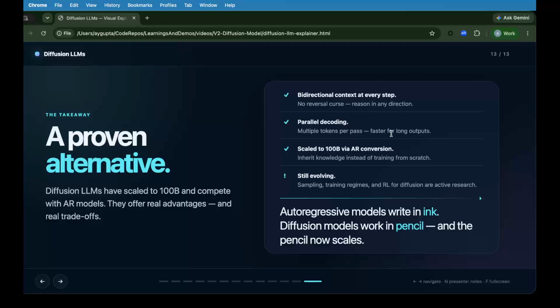Autoregressive models are like writing in ink, so we can't change it, but diffusion models work in pencil, so we can keep on updating it and make the sentence better. So it can generate more coherent sentences compared to what an LLM can generate.